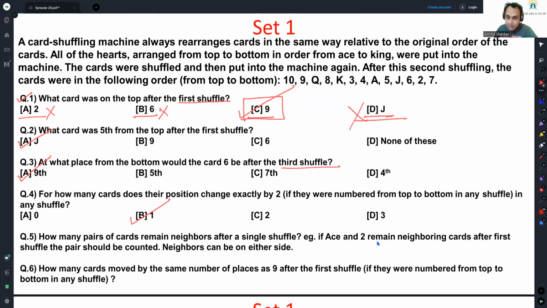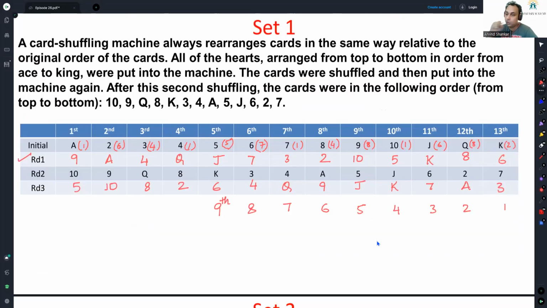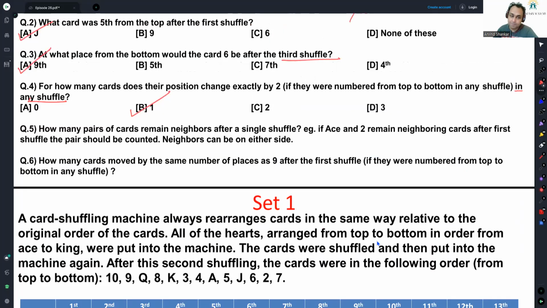Now, pay attention. The question is asking me in any shuffle. You only have to consider one shuffle. Don't be doing this. We've got K here. For K, it is shifting by 1. For 6, it is shifting by 1. For 7, it is shifting by 1. Therefore, the answer should be 3. We're only talking for one shuffle, not for multiple shuffles, just for one shuffle.